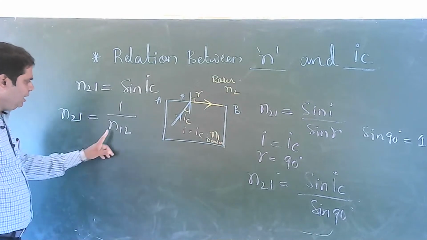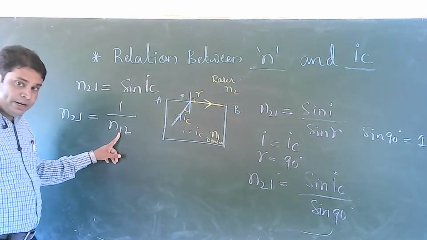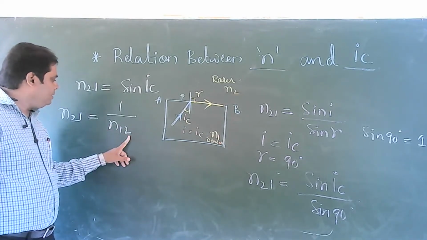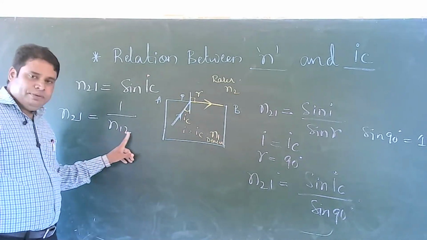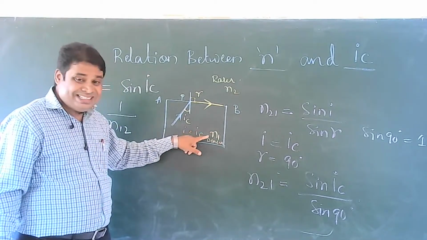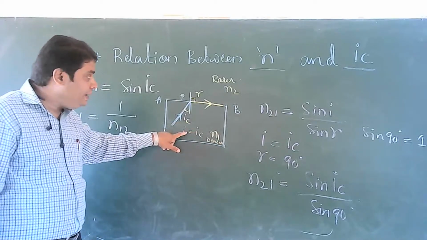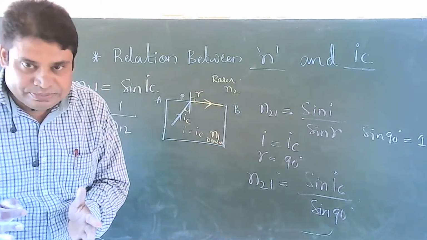N12 means refractive index of medium 1 with respect to 2. Medium 1 is denser medium, medium 2 is rarer medium. So it is the refractive index of denser medium with respect to rarer medium. Hope you understood.